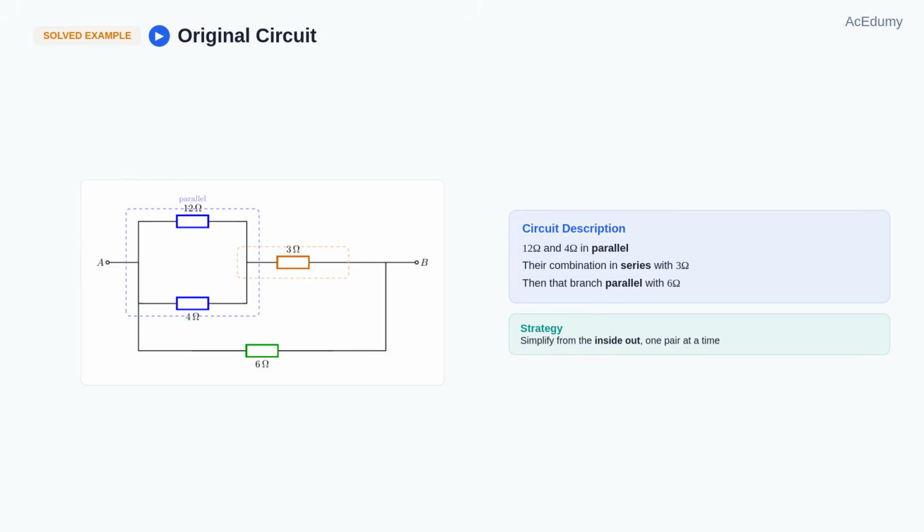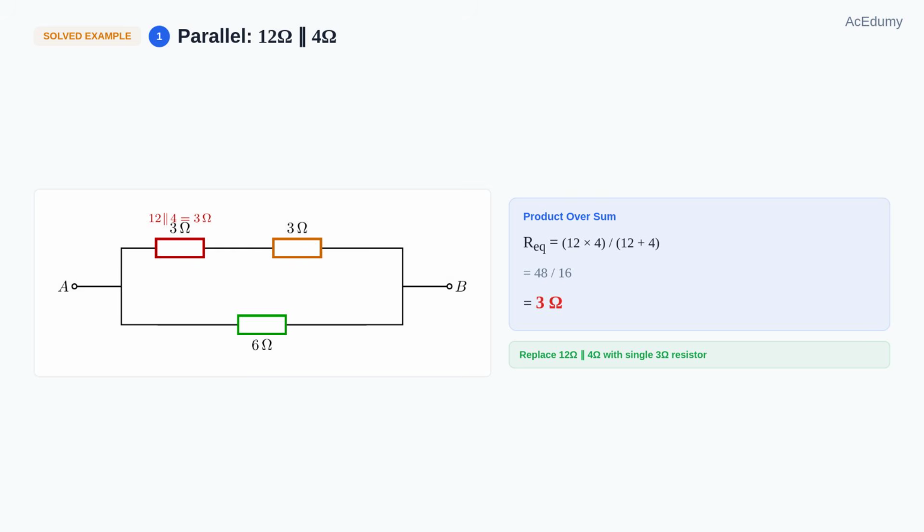The strategy is to simplify from the inside out, one pair at a time. Step 1. Start with the inner parallel pair. 12 ohms in parallel with 4 ohms. Using the product over sum formula, 12 times 4 over 12 plus 4 equals 48 over 16, which gives us 3 ohms. So we replace the 12 and 4 ohm parallel pair with a single 3 ohm resistor.